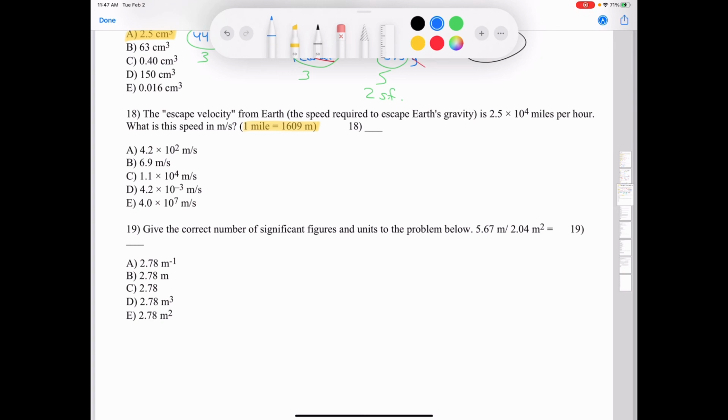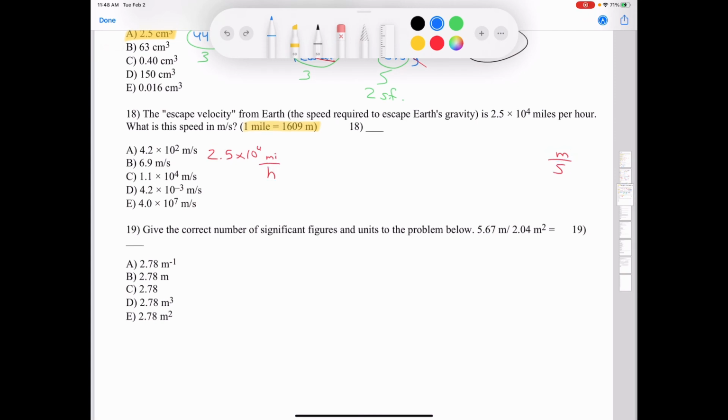Again, this is another problem that gets you to really flex your dimensional analysis strength. So let's start out by writing what we know. Always start with what you know. We have 2.5 times 10 to the 4 miles per hour. And we want to end up with meters per second. So that means we're going to convert the hours to seconds and the miles to meters, right? If you think about it that way, it actually simplifies it a little bit.